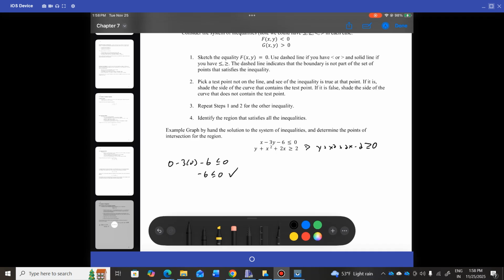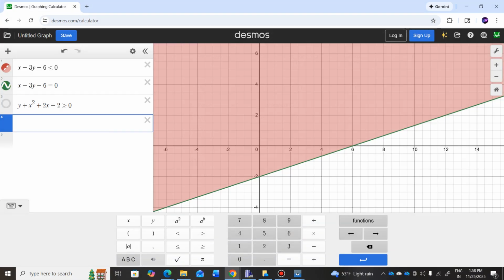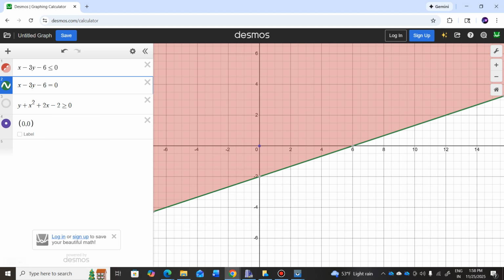All right. And so that point 0, 0 is part of the solution within just that first inequality. We can also take the point 6, 0, and we would have 6 minus 0 minus 6, which is 0, and 0 is equal to 0. So this point here, 6, 0, will also be part of the solution.